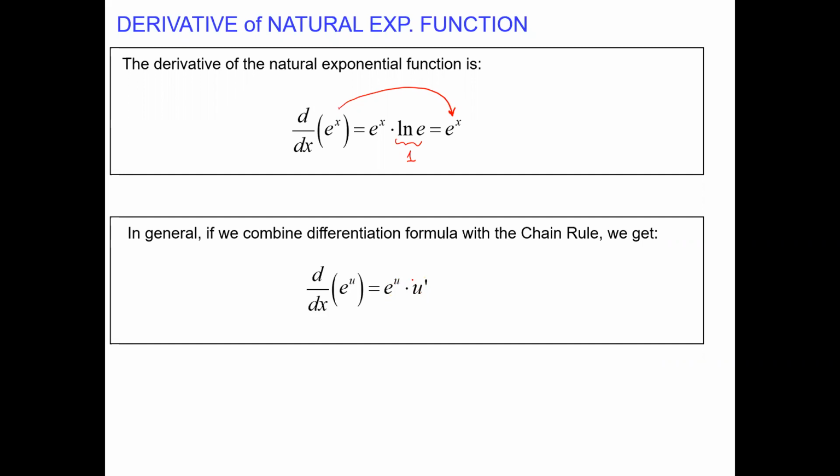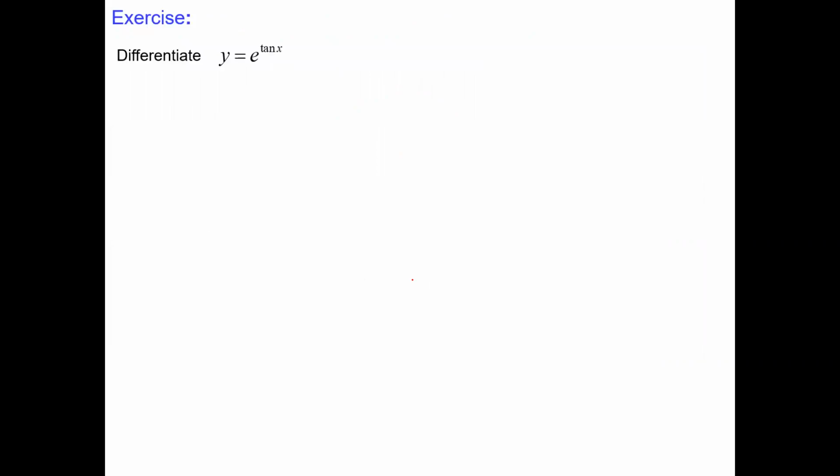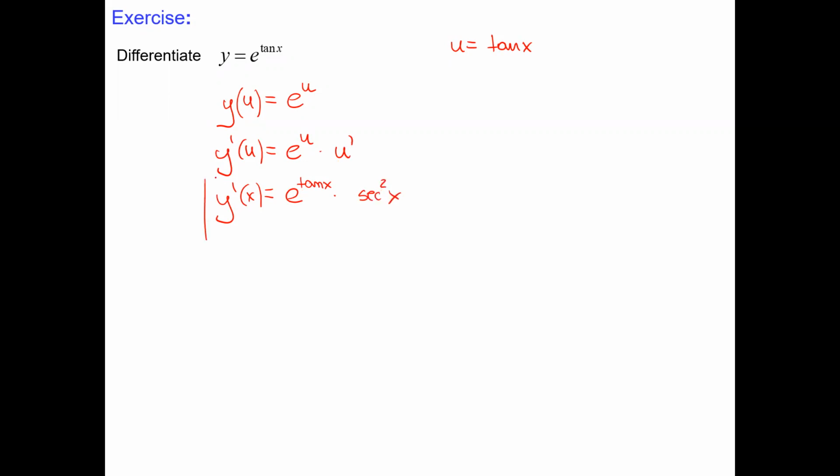Let's solve one question. Exercise: differentiate y equals e to the power of tangent of x. I can say that my function in terms of u is e to the u, and my inner function is u, tangent of x. The derivative of e to the u is just e to the u, following the chain rule, times u prime. The derivative with respect to x, I will put back tangent of x, and I can maybe speed up. The derivative of tangent is secant squared of x. This will be the final answer for this question.